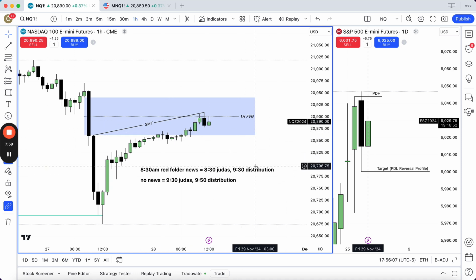It is very important when you trade to trade a specific session. I personally trade the New York AM session because that's typically the one with the most volume. And this is exactly how I trade the AM session.